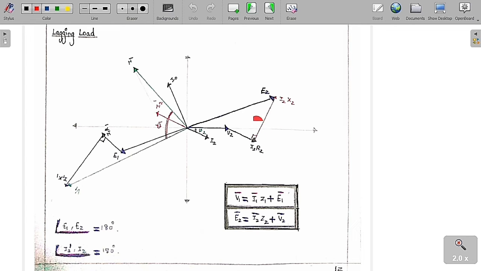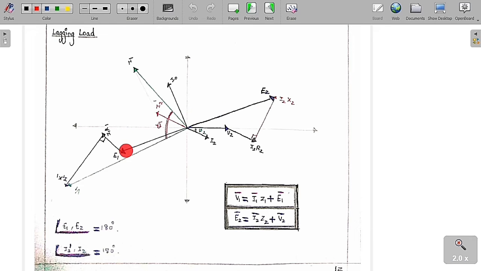This is nothing but I2 into X2. If you add all these three vectors, we get E2, so this is called the E2 voltage. And I have already told you that E2 and E1 are always opposite of each other, so the angle between them is 180 degrees.